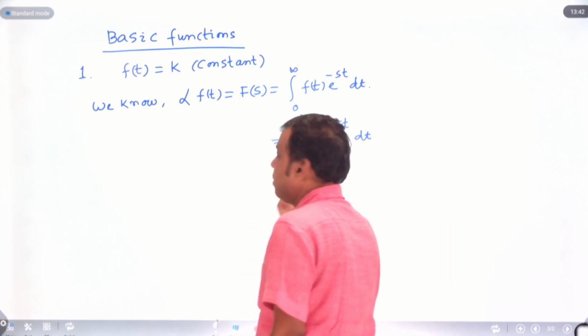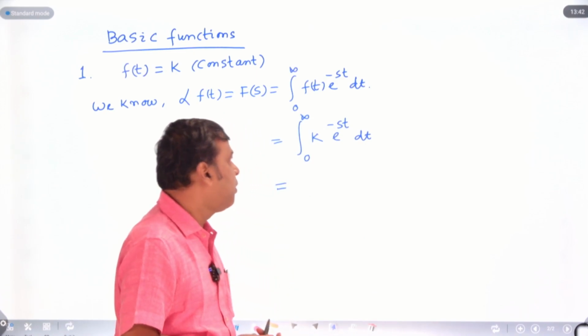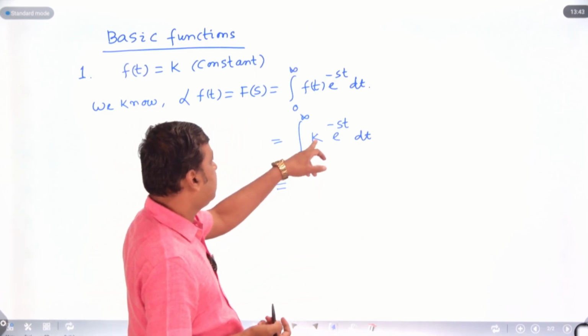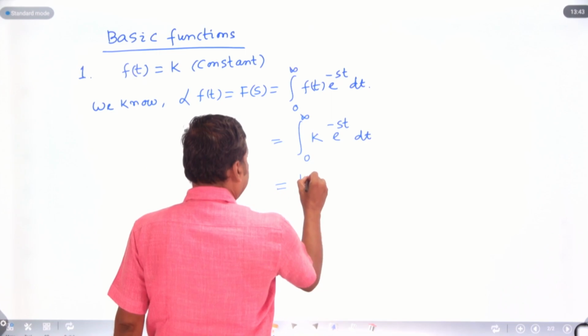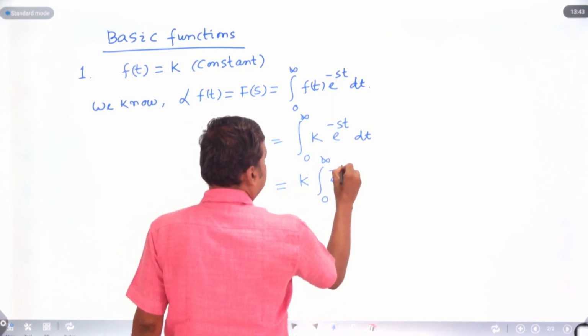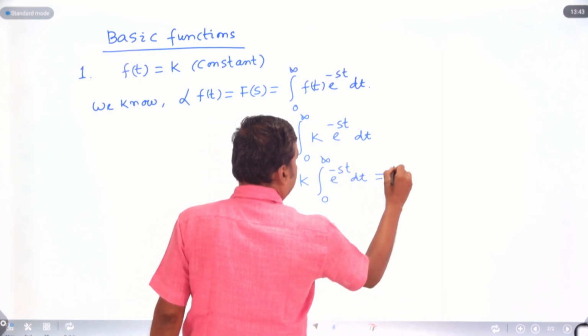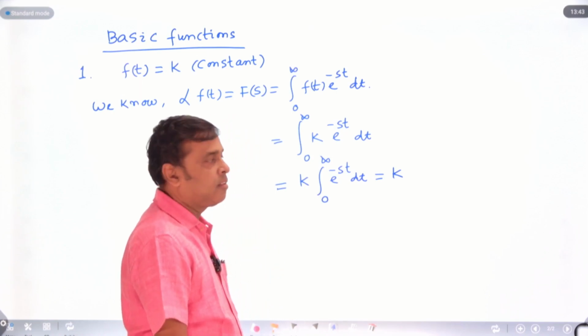And simply, as usual, using the basic principle of integration, k is a constant, so taking it to the left side of the integral, we get k times the integral from 0 to infinity of e to the power minus st dt. What is the integration?